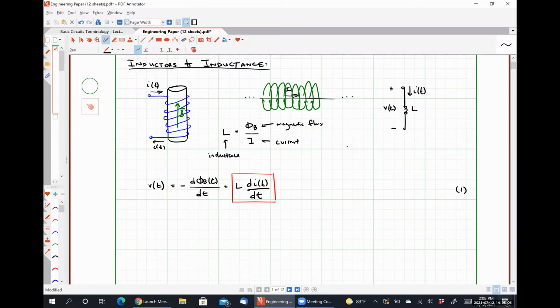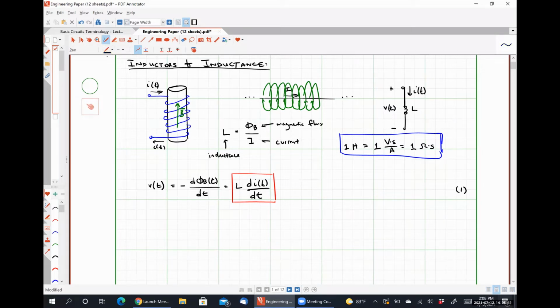The units of inductance are the Henry. So 1 Henry is defined as 1 volt second per amp, which is the exact same thing as 1 ohm second. We got our units and all that kind of good stuff.